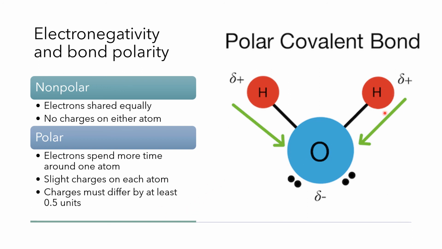In order to call it a polar bond, the charges must differ by at least 0.5 units. So there needs to be a difference in electronegativity between the hydrogen and the oxygen of more than 0.5 units in order to call this a polar bond.